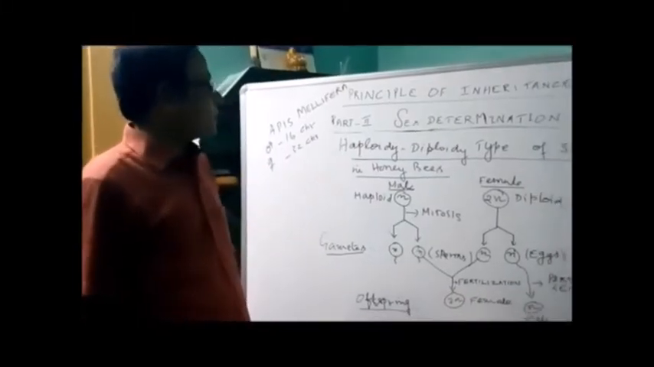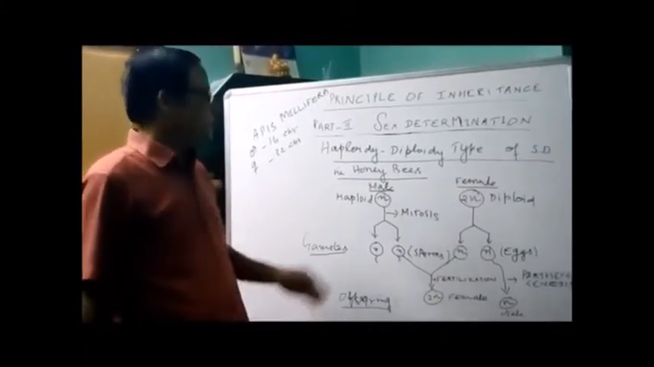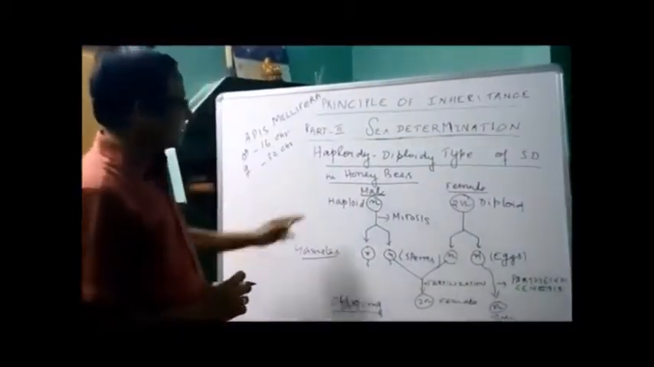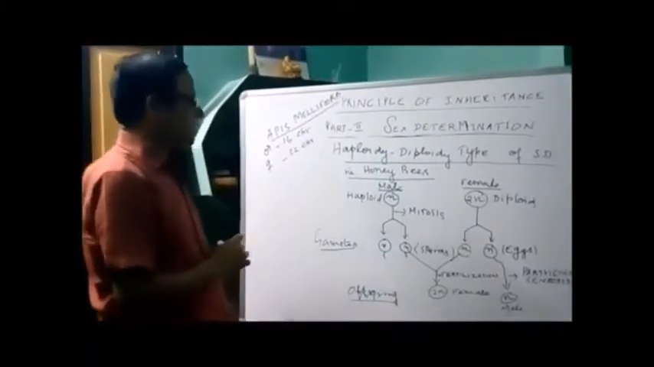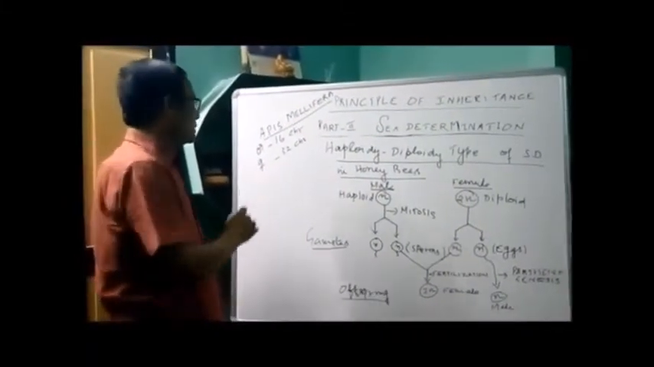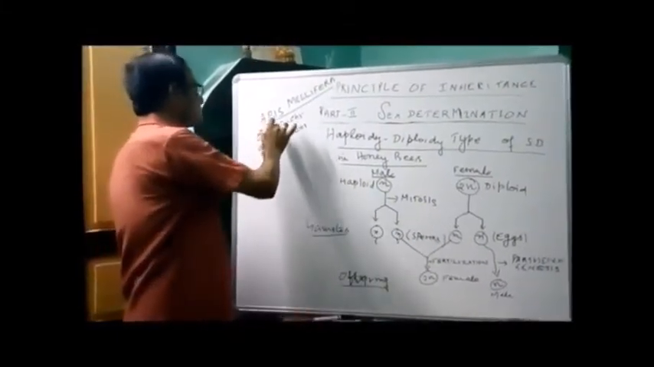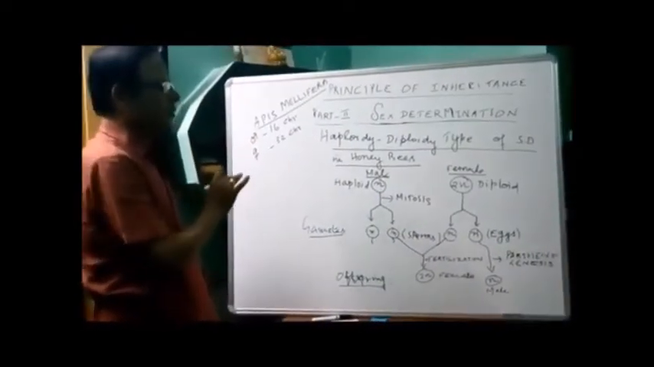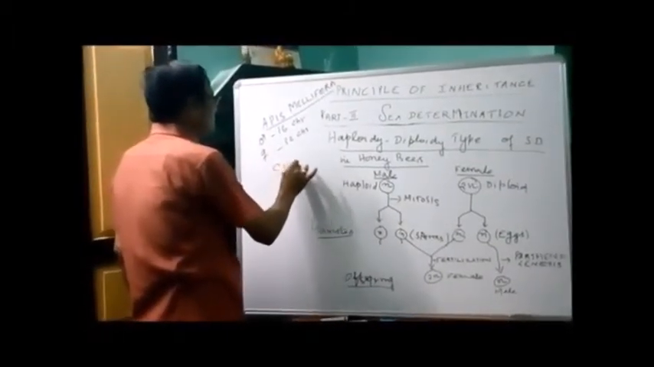Let's talk about another method of sex determination seen in some insects, what is called haploid-diploid type of sex determination. It is observed in honeybees, for example Apis mellifera, where the males are haploid and the females are diploid. The males have 16 chromosomes and the females have 32 chromosomes, indicating haploid and diploid numbers. This was first observed by Charles Bonnet.